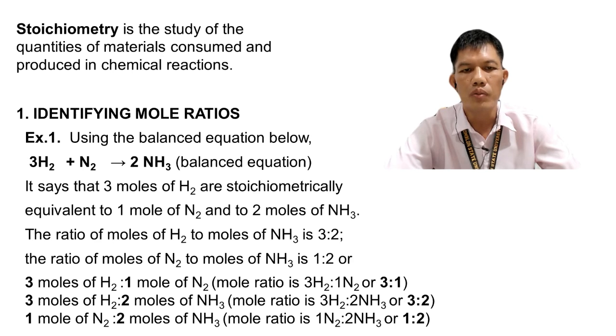The ratio of moles of H2 to moles of NH3 is 3:2. The ratio of moles of N2 to moles of NH3 is 1:2. Also, 3 moles of H2 is to 1 mole of N2, so the mole ratio is 3:1. 3 moles of H2 is to 2 moles of NH3, or 3:2. 1 mole of N2 is to 2 moles of NH3, or 1:2.